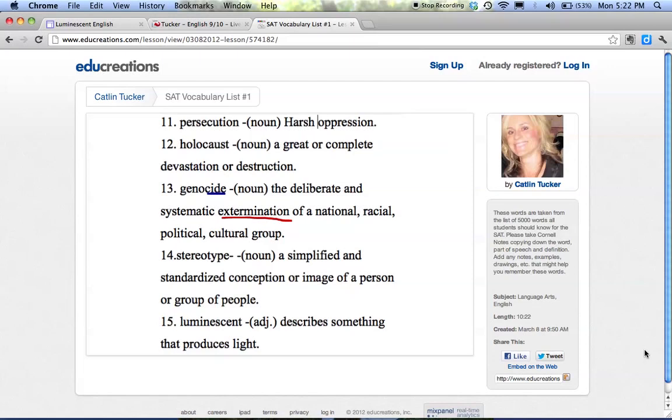And our last word on this list is luminescent. And luminescent is an adjective, and it describes something that produces light. And actually, it begins with a root, the prefix lum, which actually means light, to give off. So luminescent describes something that produces or gives off light or is glowing.